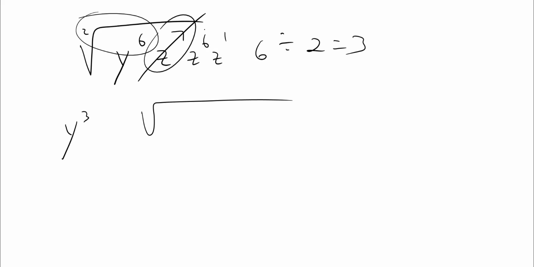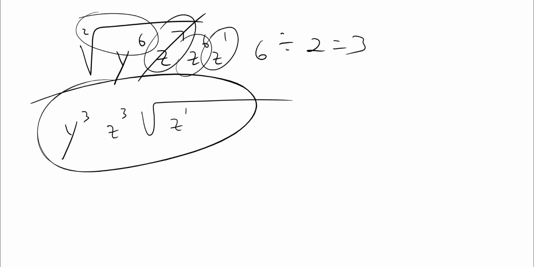Because then when I take the square root of z to the 6th, I get z cubed, and what do I have left over? z to the 1st. So that's my answer: y cubed, z cubed times the square root of z to the 1st. Okay? So let me do another one here, a little crazier.